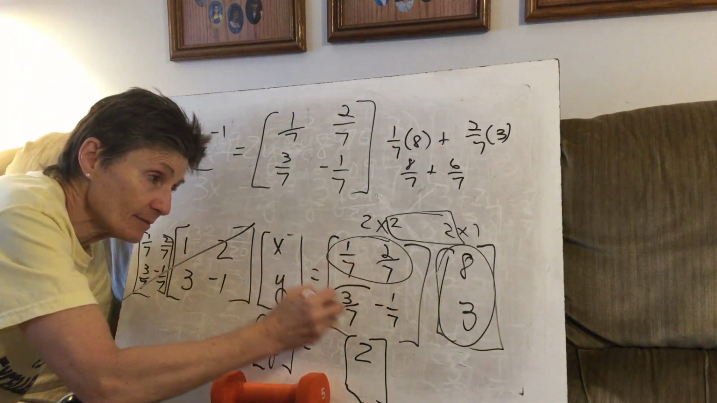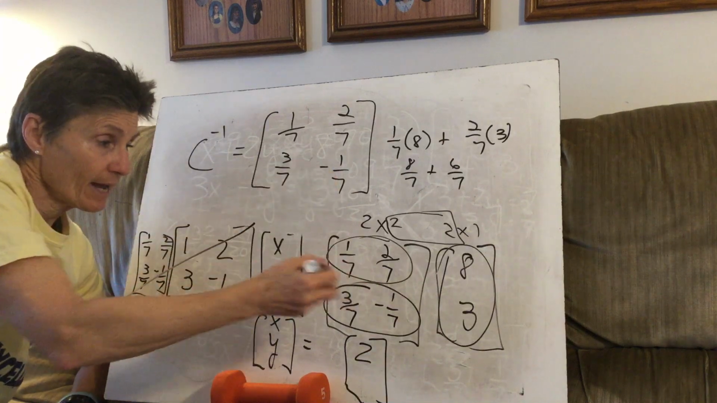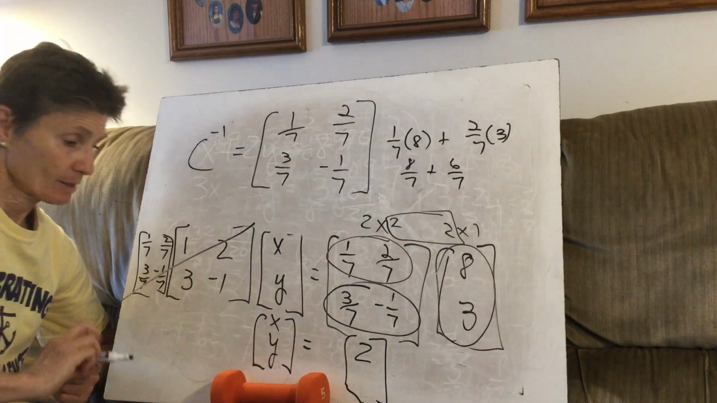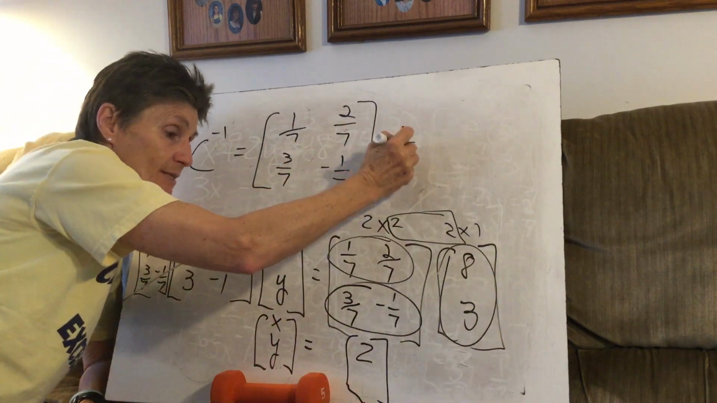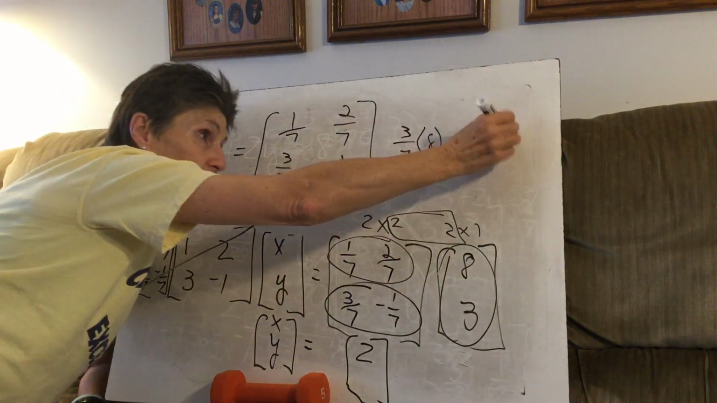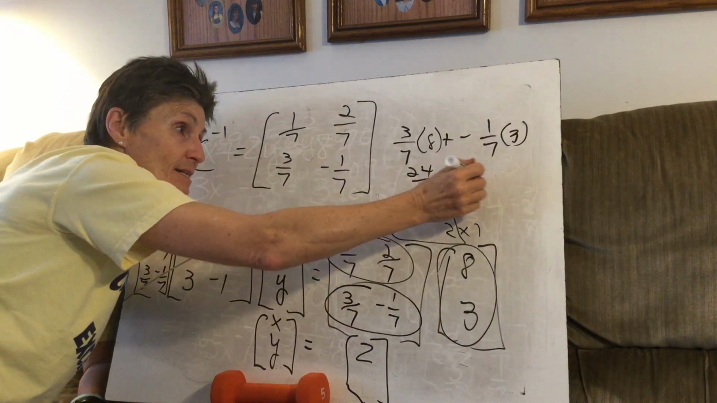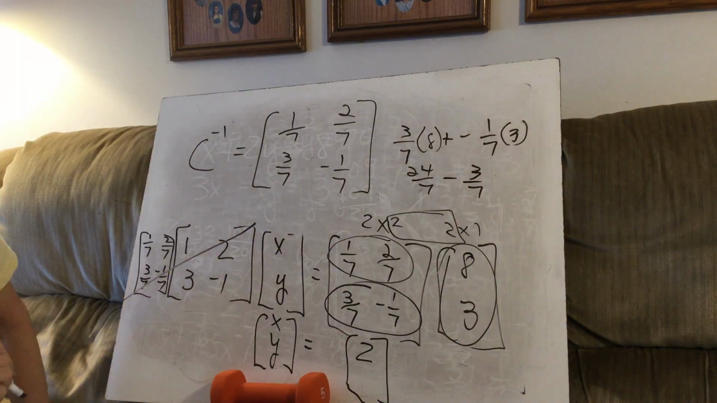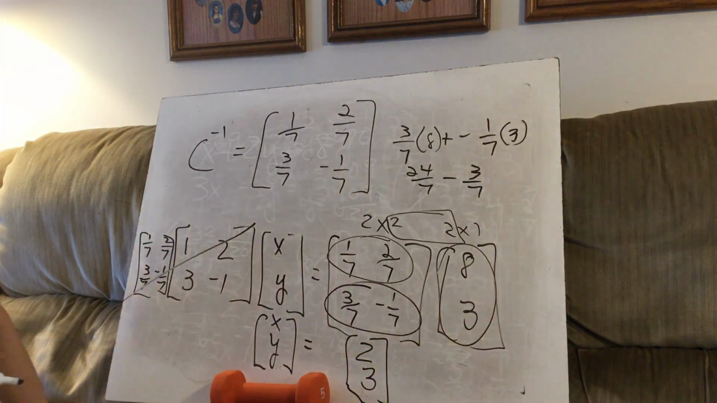Now I'm going to take the second row times the only column I have. Wish I had my bigger board. So we have 3/7 and -1/7 times 8 and 3. So that's 24/7 minus 3/7, which is 21/7, which is 3. So the answer to the problem is 2, 3.